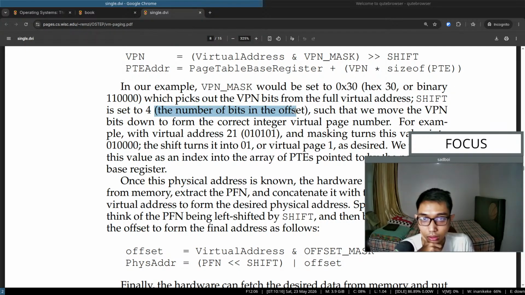the number of bits in the offset, such that we move the virtual page number bits down to form the correct integer virtual page number.